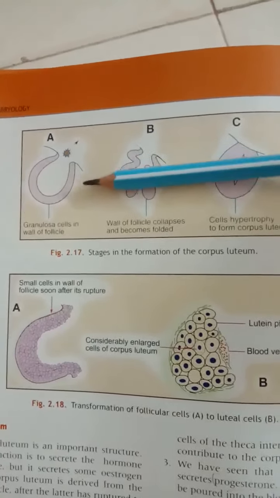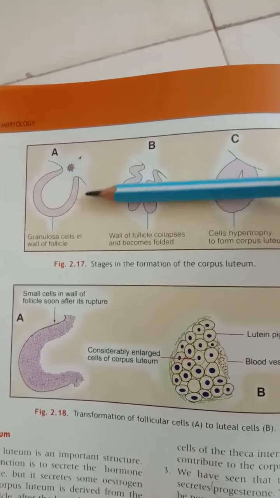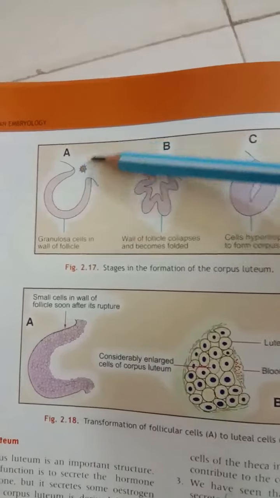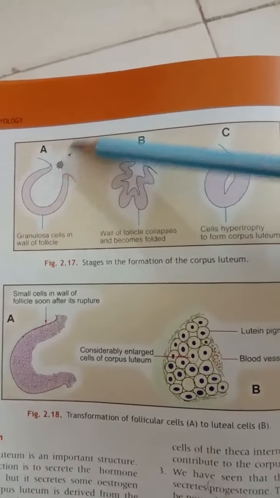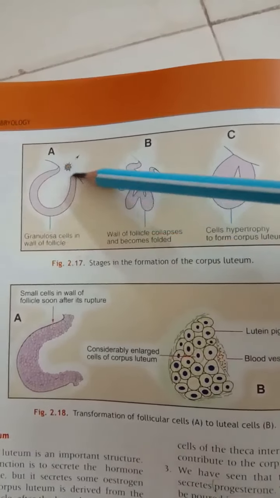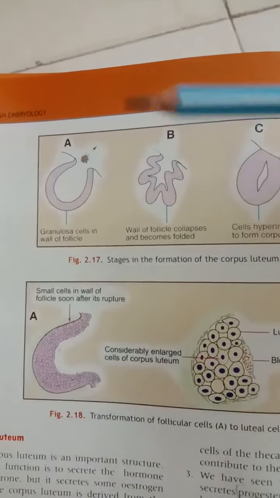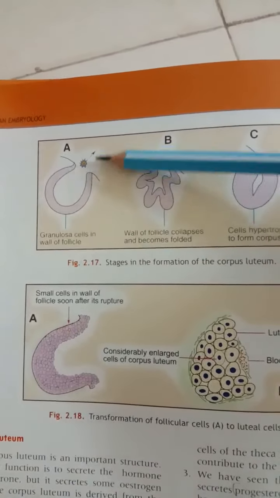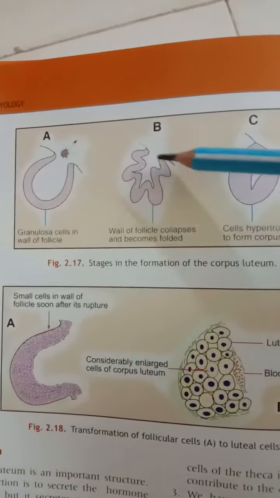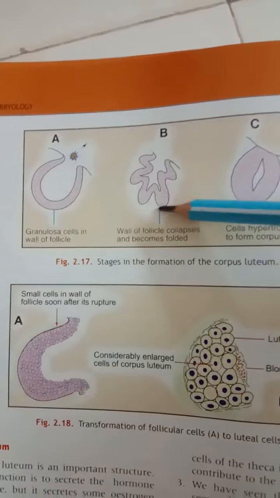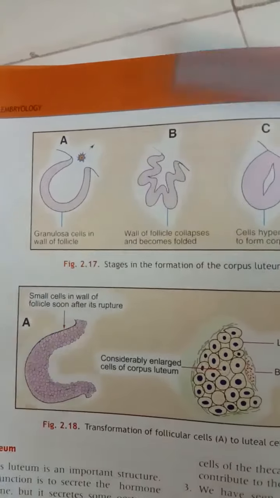It is derived from the ovarian follicle after the rupture and the shedding of the ovum. So here you can see the ovarian follicle and its shed ovum. Then the structure formed is called the corpus luteum. Whenever the follicle ruptures, its wall collapses and becomes folded. Here you can see the folding of the wall of the corpus luteum.